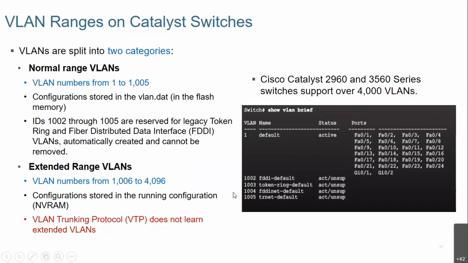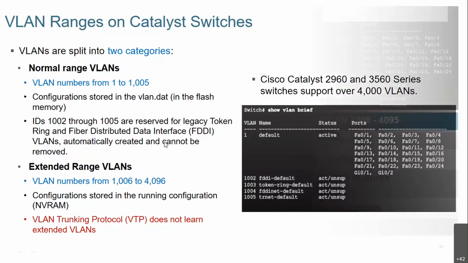Now, extended range VLANs are VLANs from 1006 to 4096, more than the normal range. And they are stored in the NVRAM. The difference here is that the VLAN Trunking Protocol does not learn about the extended range VLANs. It only learns about the normal range. You will learn about VTP later on, I think, in internetworking. So just know this for now. For our class, we will be using the normal range.